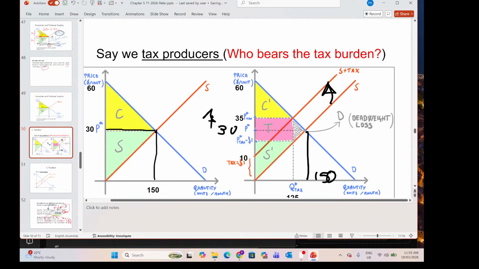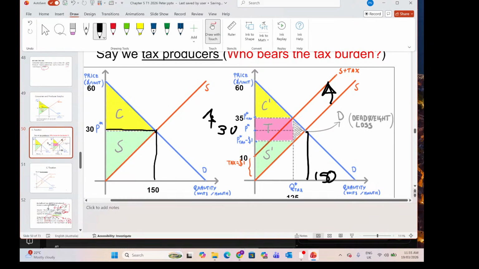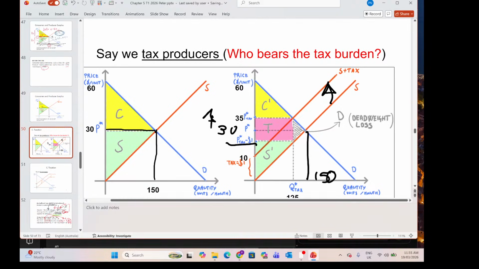And what number would we put here for the seller's net price? The seller is getting 35, but they're paying 10 to the government. So the price that the seller is actually getting to keep is 25. That's what the seller is keeping, 25. Consumers are paying 35, sellers are receiving 25.